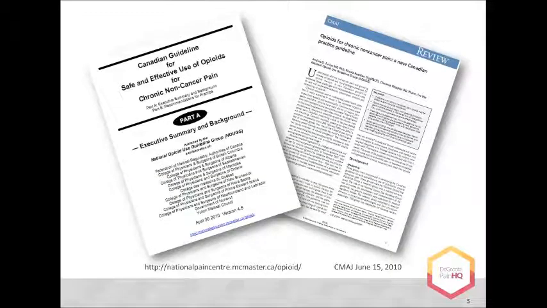So as Jillian mentioned before, I was the team leader for the Canadian Opioid Guideline that was released in 2010. I was a leader of the research team, and this is a guideline that is available at the National Pain Center, McMaster University, for anyone to read and download. It's becoming out of date. Guidelines become out of date soon, but a group at McMaster are updating this guideline now, so hopefully by next year we'll have a new version.